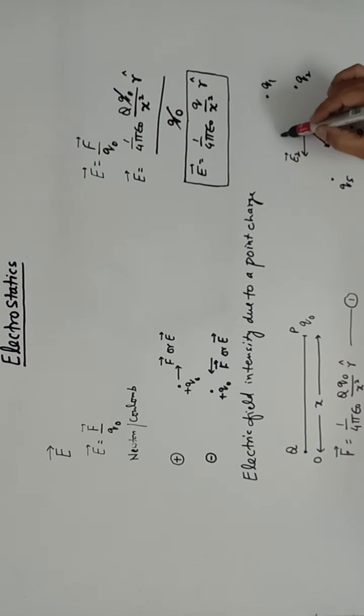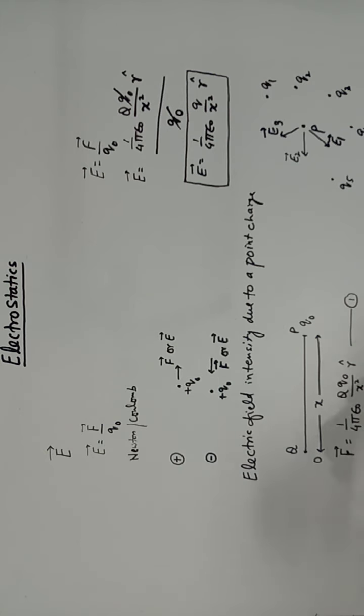E3 is along this. Similarly, E4, E5, E6 and so on. So we can find the value of the field at this point by finding the resultant vector.